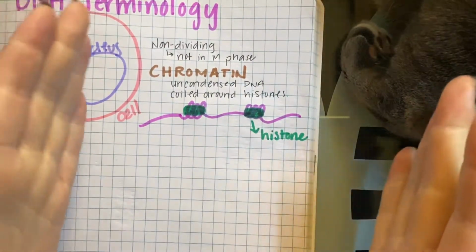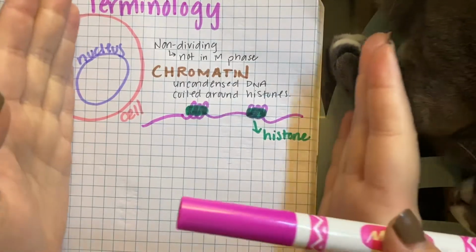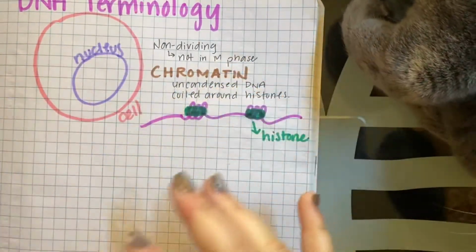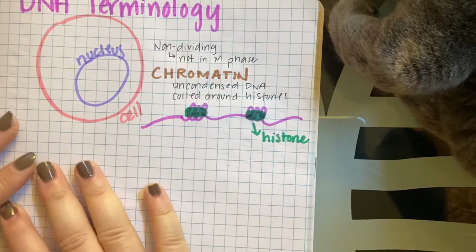And so we're taking this really long strand of DNA and condensing it into a shorter strand so that they can all fit inside the nucleus.